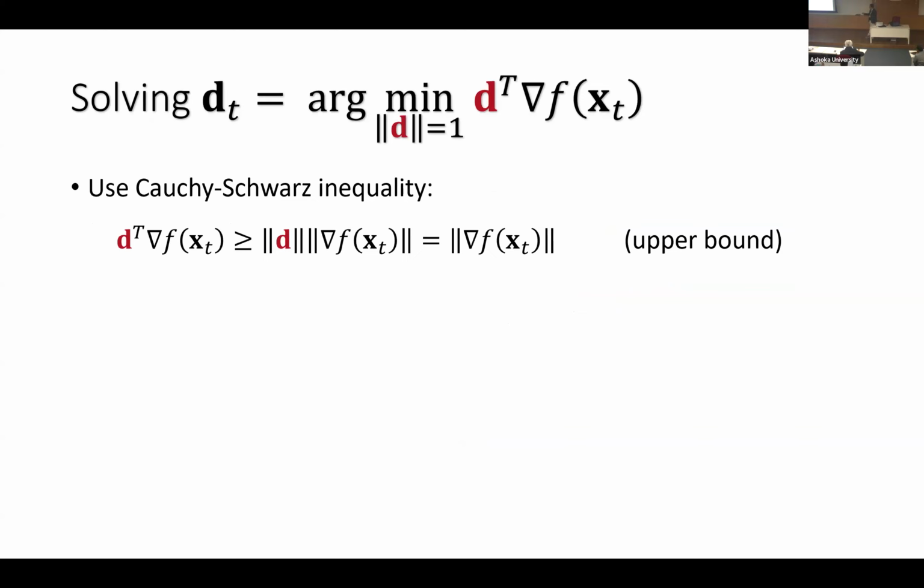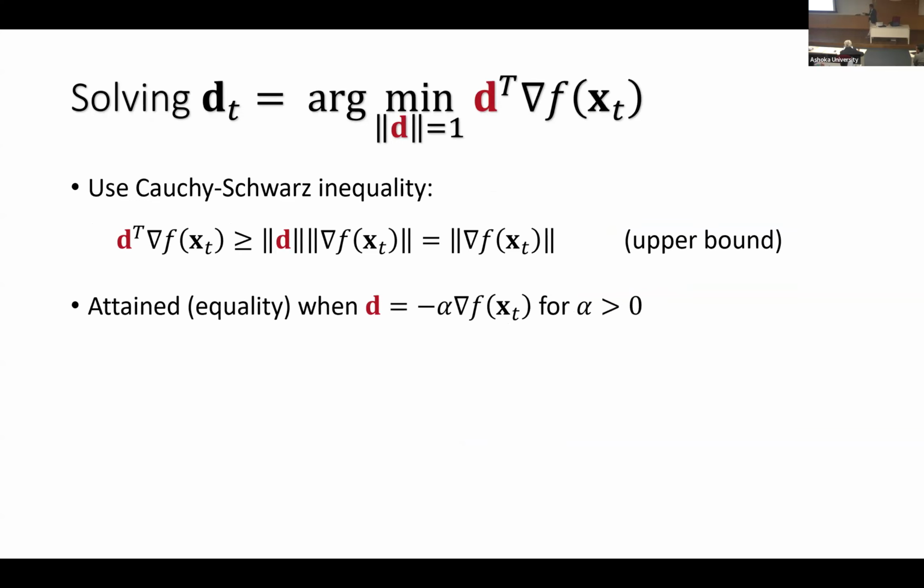So d transpose gradient is greater than or equal to this. Did I miss a minus sign? Right, there is a minus sign here. It's greater than minus gradient, a lower bound, sorry, not an upper bound. And this achieves equality when d is minus alpha times gradient, for alpha positive. So we just set alpha equal to this as earlier, and that is what I get in gradient descent.